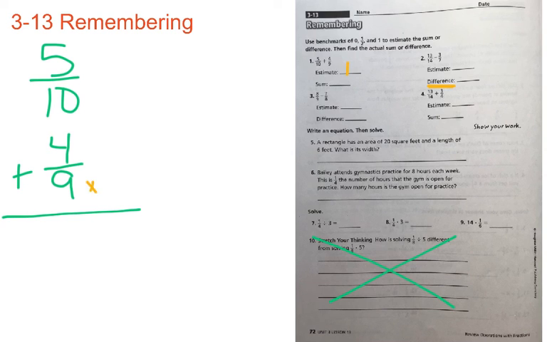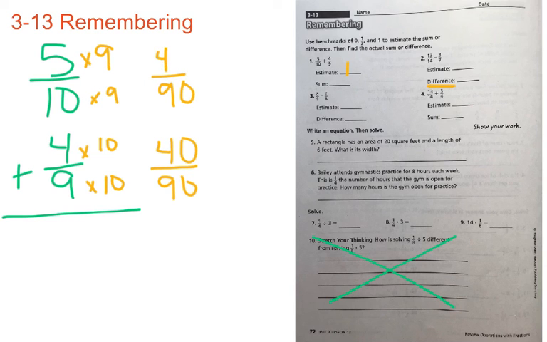I'm going to just multiply them by each other. 9 times 10 is equal to 90. Anything I do to the bottom, I have to do to the top. 4 times 10 is equal to 40. 10 times 9 is equal to 90. And 5 times 9 is equal to 45. And now I just need to add. 45 plus 40 is equal to 85 over 90. And then I can just reduce from there.